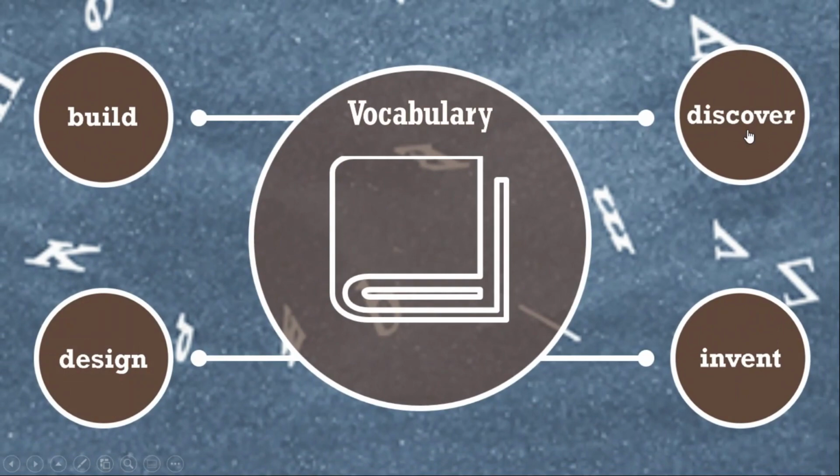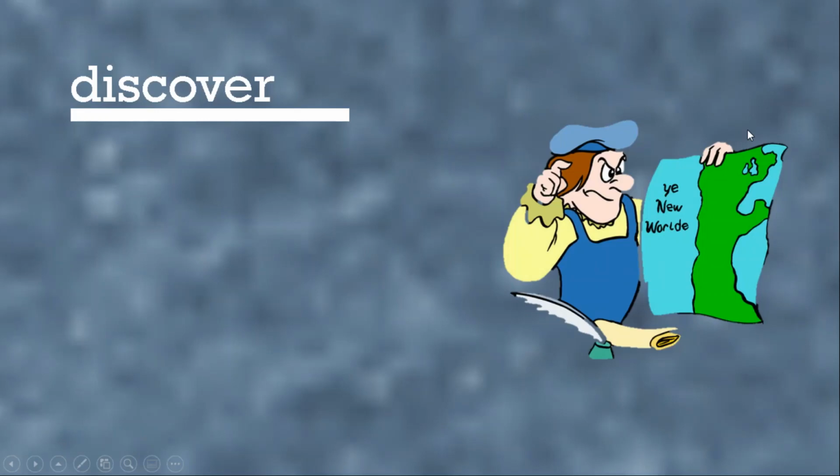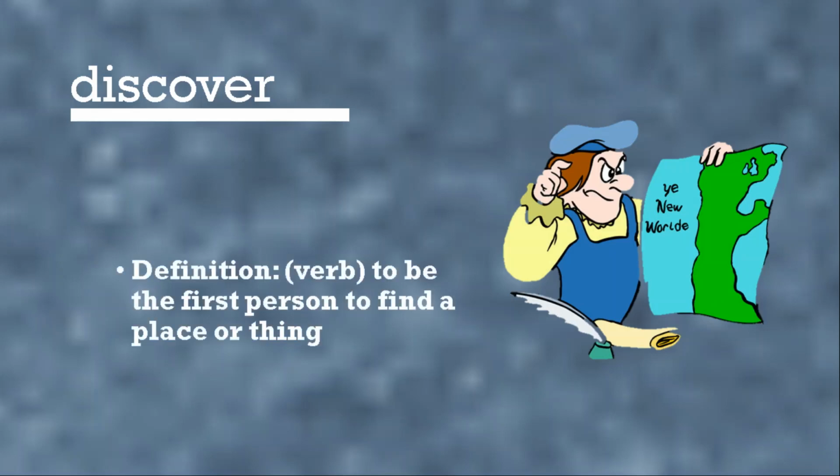Our next word is discover. When we say discover, that means finding something. It doesn't have to be that you're the first one to find it, but rather you're the first one who claims to find it. Okay, we're gonna see that in our example sentences. The definition of the word discover is to be the first person to find a place or thing. Now, this is the first meaning. However, we're gonna use the word discover in different contexts.